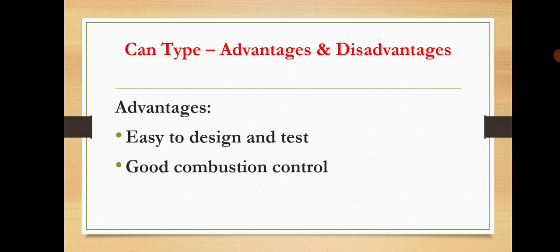Advantages of can type. A can type combustion chamber has separate cylindrical chambers or cans, and this design provides several benefits. First one is easy to design and test. Each can is a separate unit. Engineers can design and test one chamber at a time. Faults are easier to locate and fix. Maintenance and replacement become simpler.